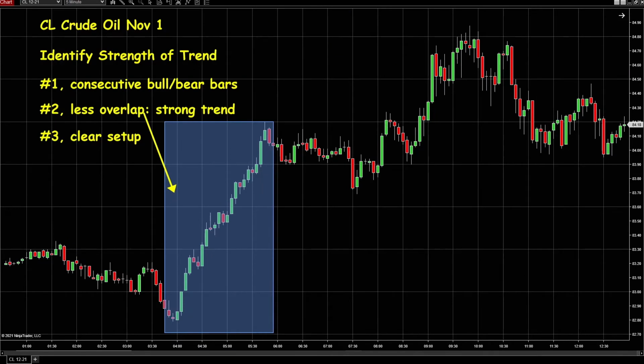Less overlap also means the trend is very strong. Take November 1st as an example. We can see that here between this bull bar and this bear bar, the overlap of the body is very small. And then the overlap between these two consecutive bear bars is very small as well. And then even the same thing for this bear bar and this bull bar. And here as well, the overlap between this bull bar and this bear bar is very small. Between these two bull bars, also very small. In the end, this is a very tight channel up. Tight channel always means very strong trend.